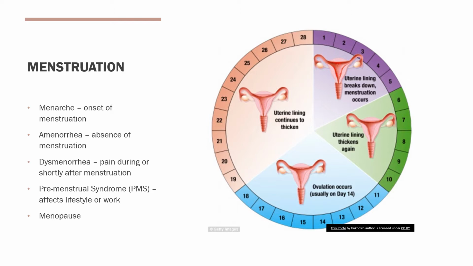Often this is not just a few times. It may be every cycle. It may be every other cycle due to the different sides that are ovulating. They rotate once a month. And then your last key term here is going to be menopause. So that is when menstruation cycles are no longer occurring due to the absence of hormones.